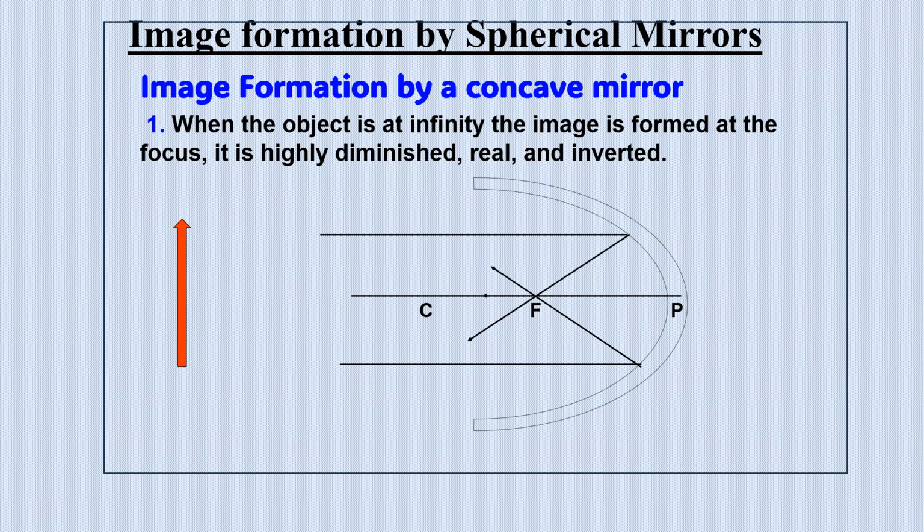And now we are going to see the image formation by spherical mirrors. First, we are going to see the image formation by a concave mirror. Let us consider a concave mirror. Here, when the object is at infinity, the image formed is at the focus. It is highly diminished, real and inverted. It is very diminished in size. The position of the image will always be at the focus or in the focus plane.